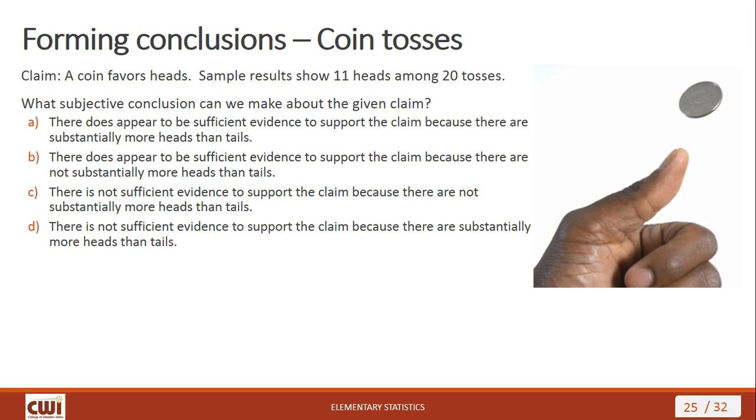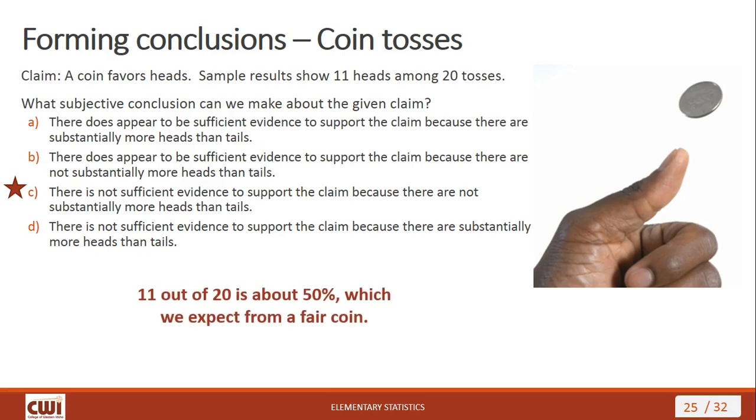However, we look at the sample and we see that, well, no, actually 11 out of 20 is really right around 50. So there probably is not evidence that we're going to use to support the actual claim itself. So here we're actually going to choose answer option C. There is not sufficient evidence to support the claim that the coin favors heads because there's not substantially more heads than tails. That makes sense when you consider that 11 out of the 20 coin tosses were heads. It's about 50%, and that's what we would expect from a coin that's actually fair.